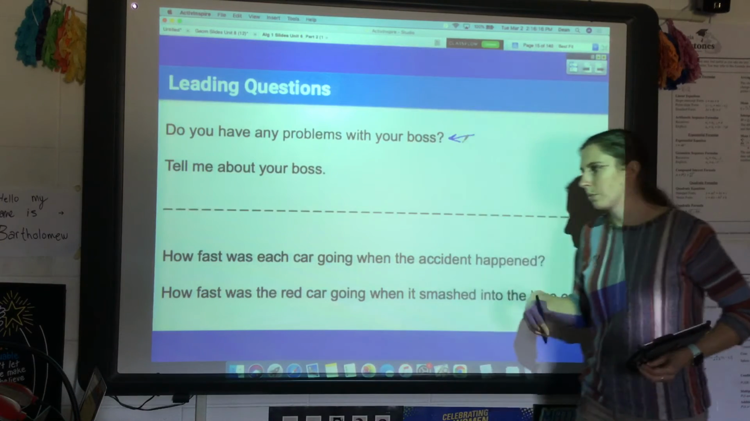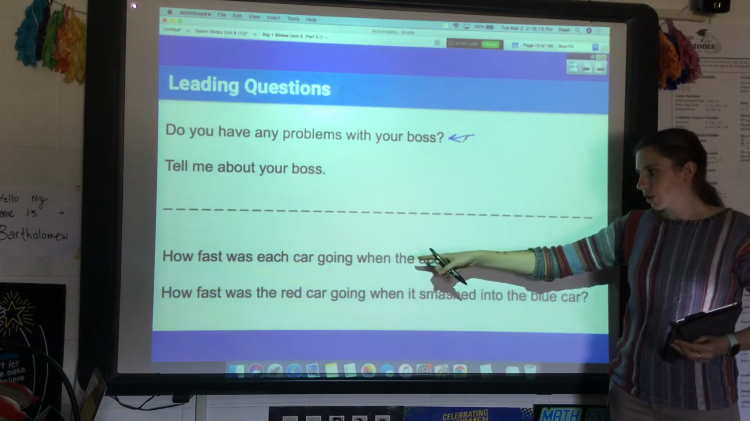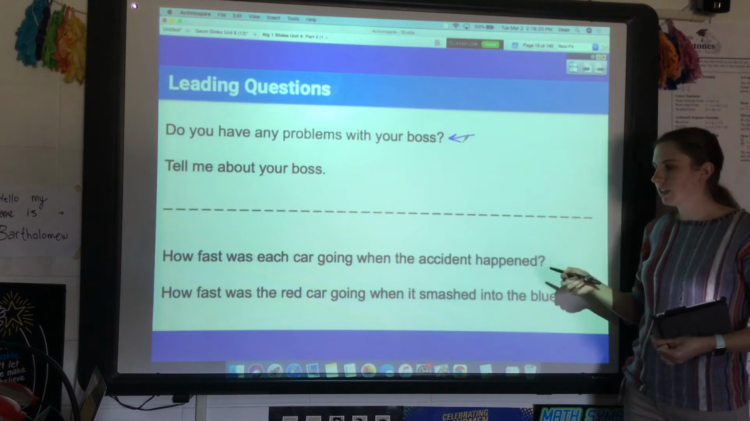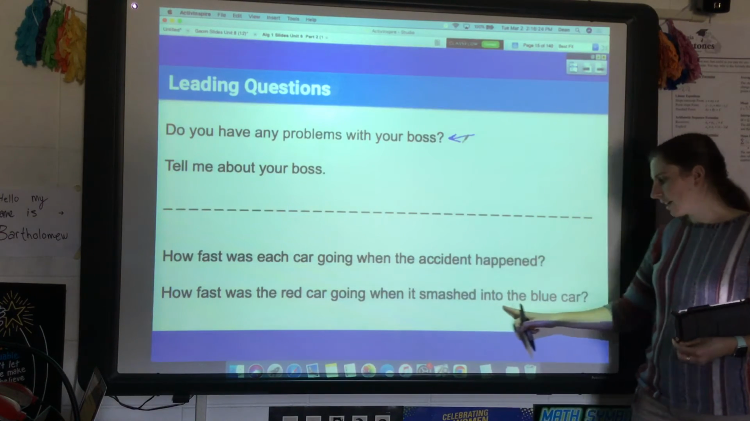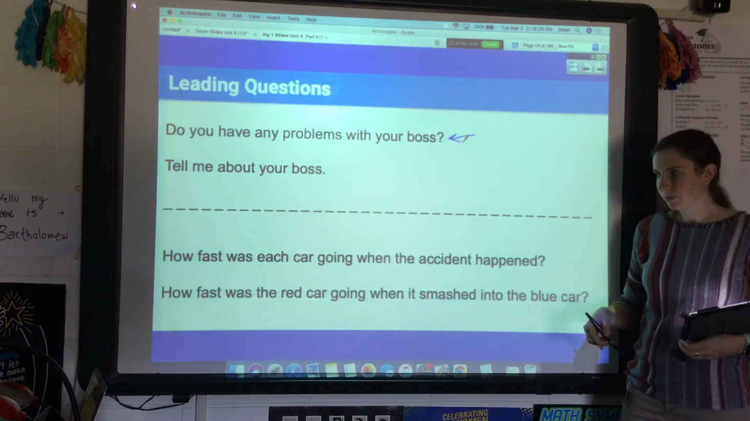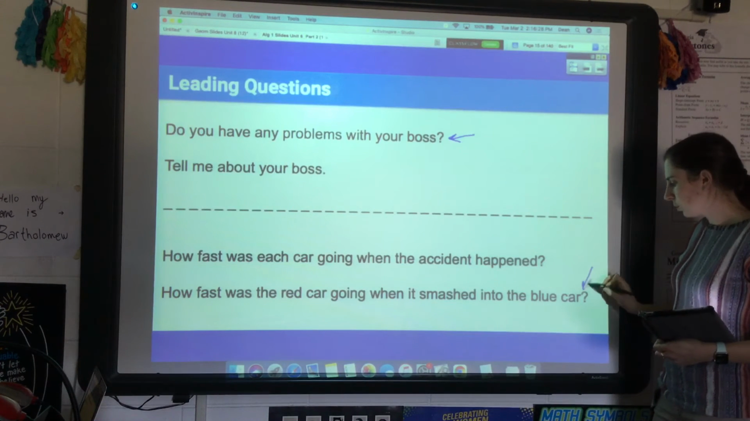Or here's another example. How fast was each car going when the accident happened? Versus, how fast was the red car going when it smashed into the blue car? First of all, this one is way more dramatic.